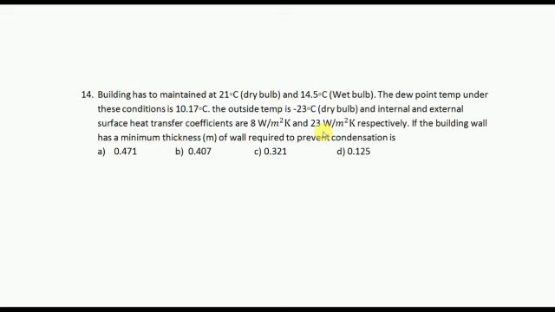See, the question is the minimum thickness of wall required to prevent condensation. Actually, what are they asking? How much thickness should be there to prevent condensation? The building must maintain its temperature and not lose it, because if it loses its temperature, what happens? The temperature will decrease, and if the temperature decreases, as I said, the water vapor in the air condenses.